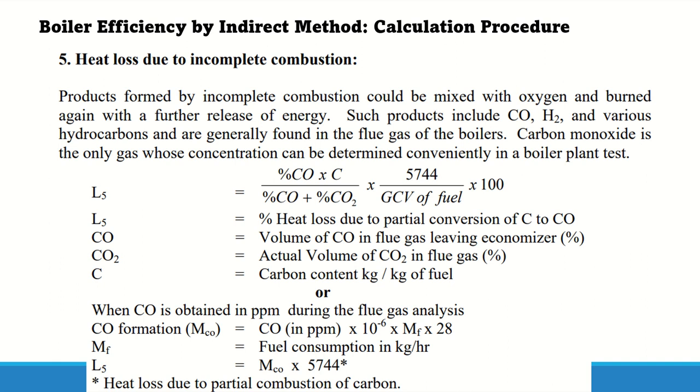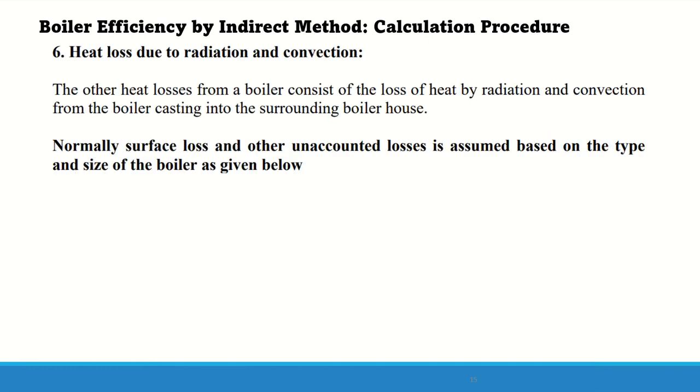Okay, then next loss, heat loss due to radiation and convection effect. In the boiler, the temperature is nearly 1000 degrees Celsius. Therefore, there is high potential for radiation and convection losses from the lateral surface of the boiler. This loss is not an easy one to measure, which is difficult to measure.